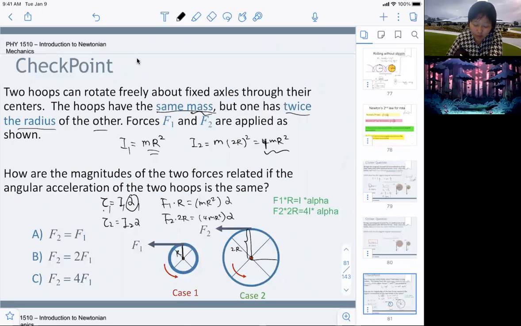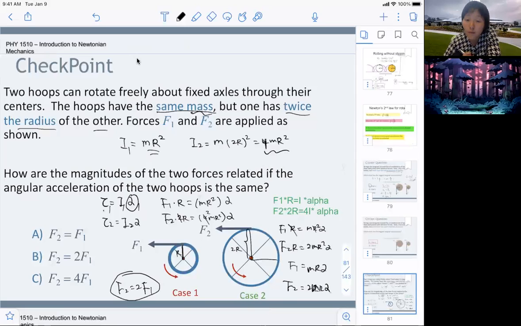By looking at these, how do F1 and F2 compare? Well, I could get rid of this 2 and make it over here. So F1 times R is mr squared alpha. F2 times R is 2mr squared alpha, right? So F1 is going to be mr alpha. F2 is going to be 2mr alpha. So F2 is twice as much as F1, right? You can see that. Okay, so the answer is B for that checkpoint.